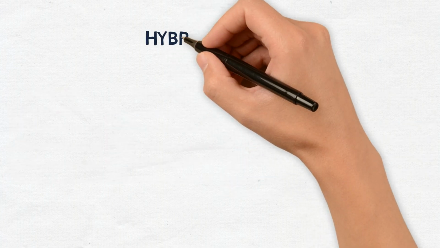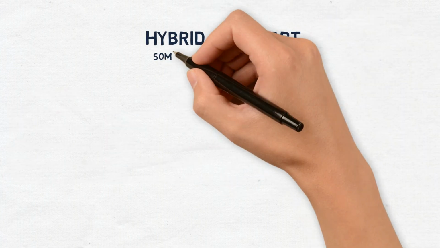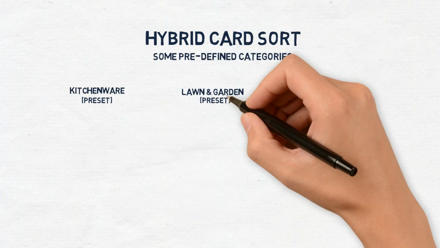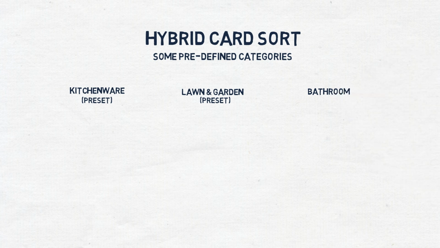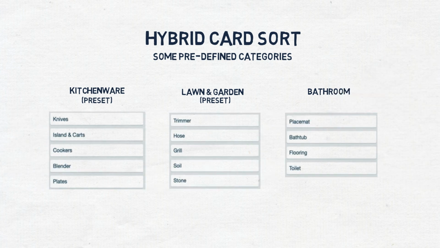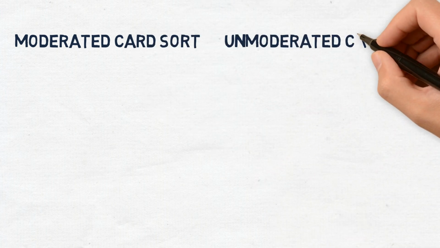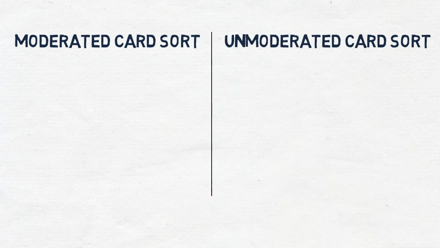The third option is hybrid card sorting. Participants can sort cards into categories you've already predefined, and they can also create other categories if they think your categories are not comprehensive. Once you've decided which type of card sorting you're going to perform, you need to choose whether you're going to conduct a moderated or unmoderated card sort session.